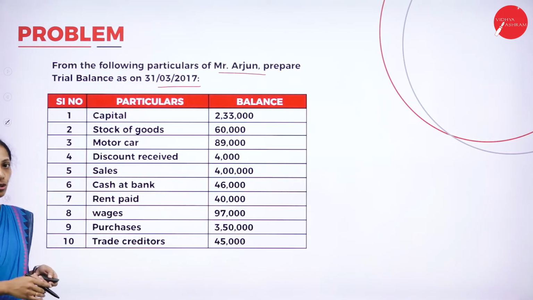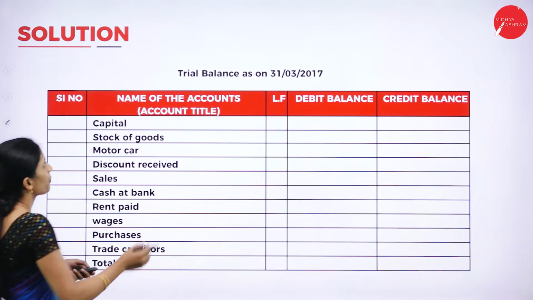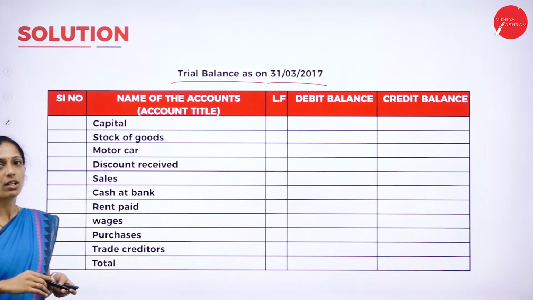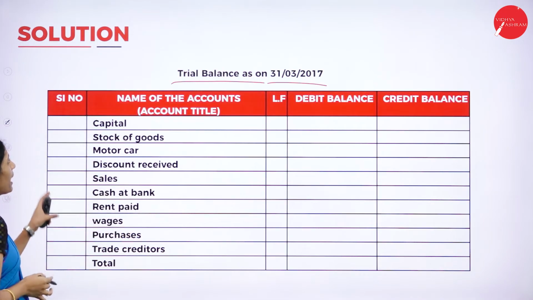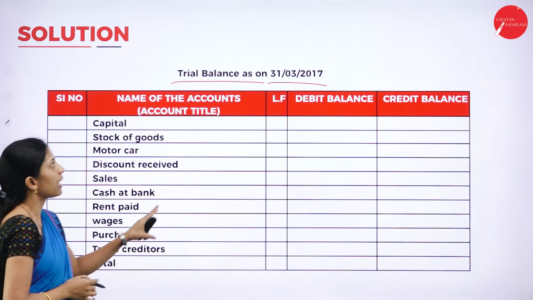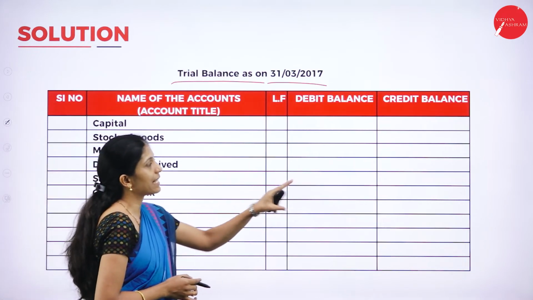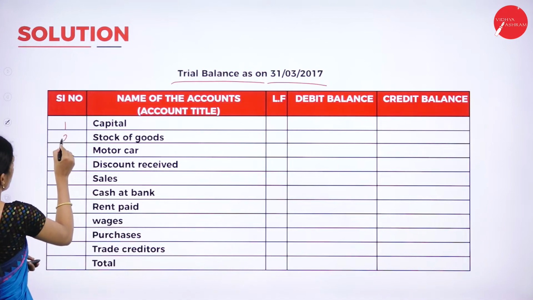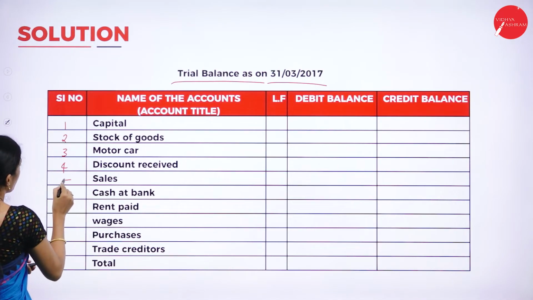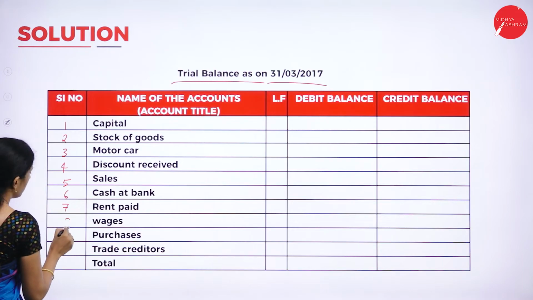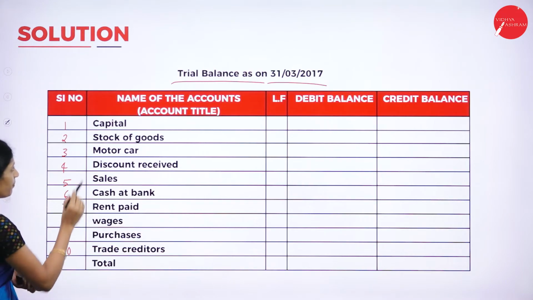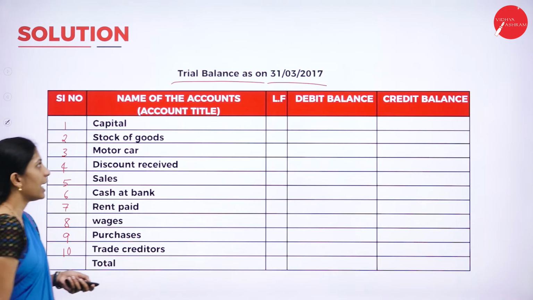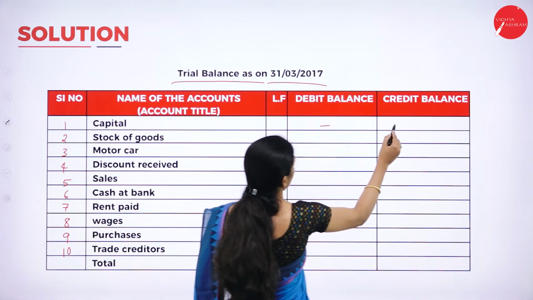Now we shall directly go through the solution. So how do we prepare the trial balance? Write the heading: trial balance as on 31st March 2017. You know the format: serial number, name of the accounts, ledger folio, debit balance as well as credit balance. Now we shall see the serial number. We shall write 1, 2, 3, 4, 5, 6, 7, 8, 9 and 10. Now the first one is what? Capital. Capital is 2,33,000 and it is a credit balance.